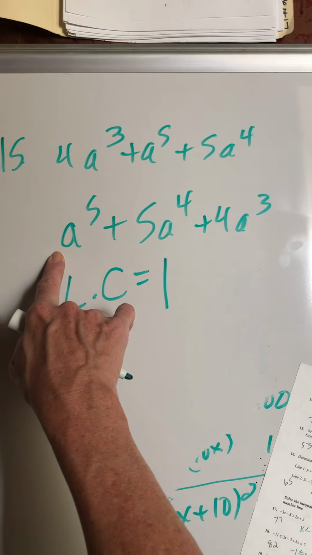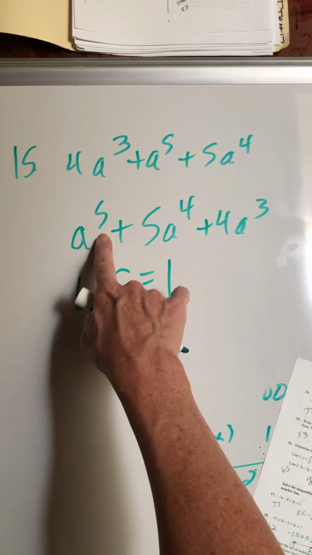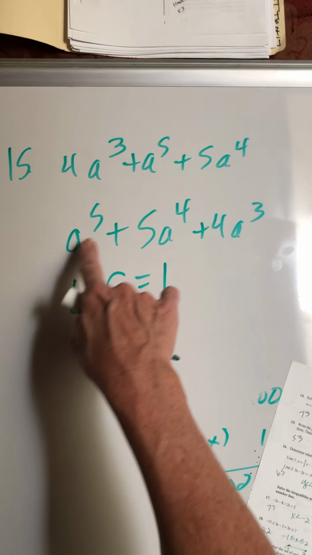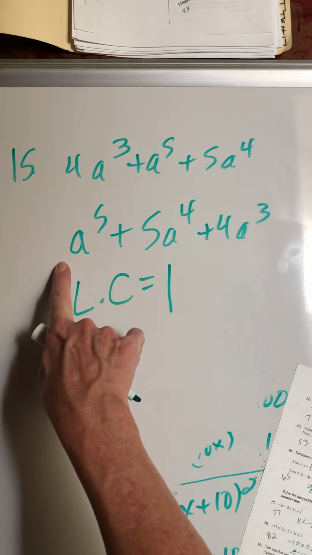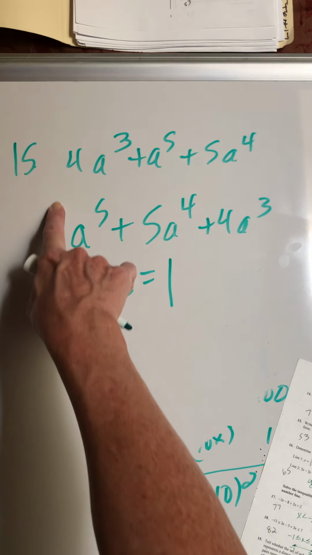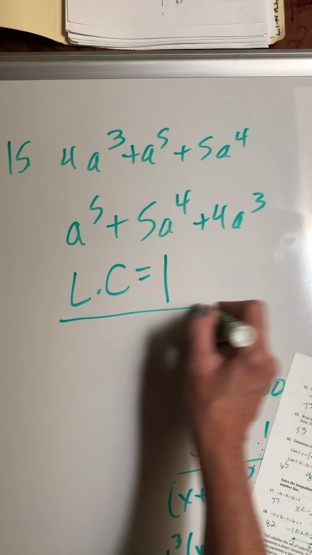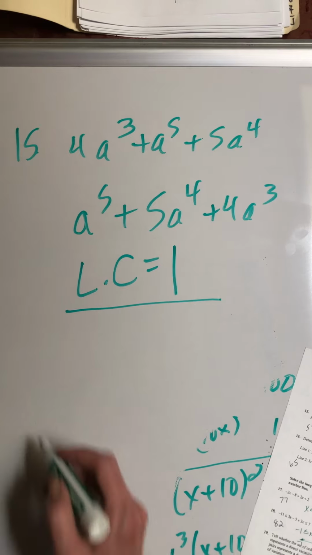A to the 5th is not the coefficient, and 5 is not the coefficient. 5 is the exponent. A to the 5th is the term. The coefficient is the number in front of the a, which here would be an understood 1. So your lead coefficient is 1 on number 15.